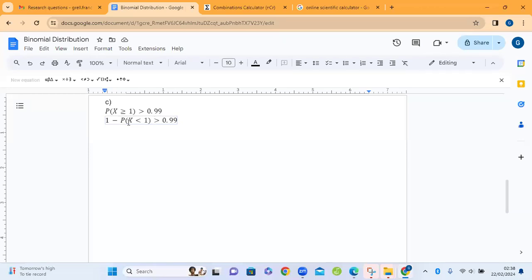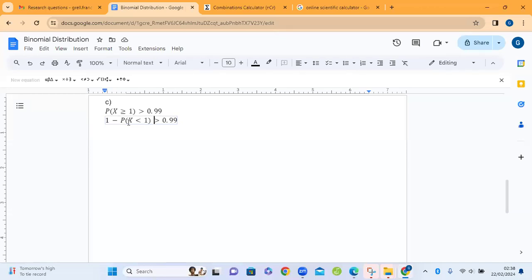Now we know the sum of the probabilities of any probabilistic experiment is equal to 1. The sum cannot exceed 1. So instead of going from 1 right up to n, you can simplify the less than 1 and subtract it from 1. Now less than 1 is 0 because this is a discrete random variable. So less than 1 is 0 and these values for x cannot be negative.